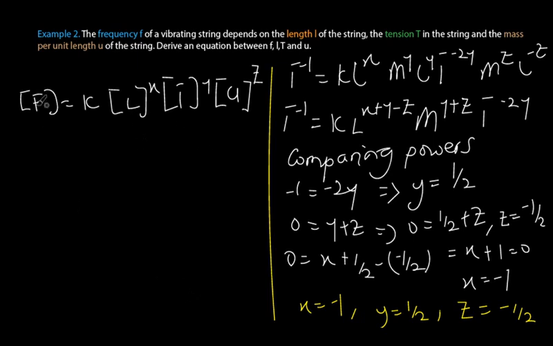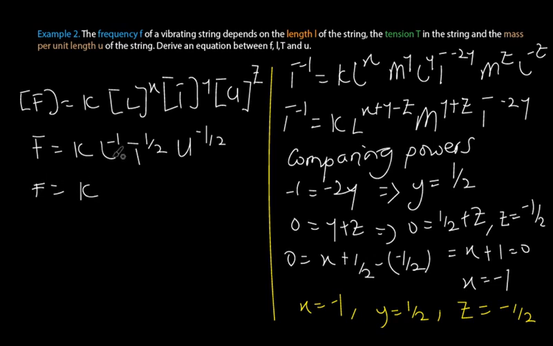Okay, so from here we still write the first equation we first wrote, and then we have our frequency equal to what? K. Then the L has the power of x, which is negative 1. Then the T has the power of y, which is half. And then the mu has negative 1 over 2. So which means from here we have F is equal to what?